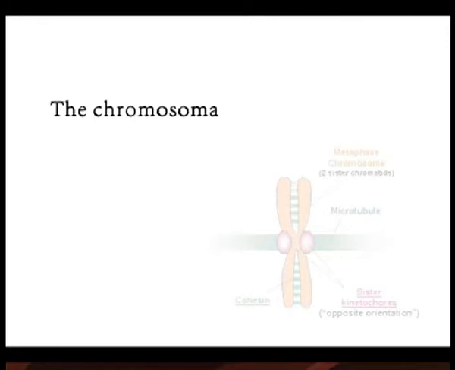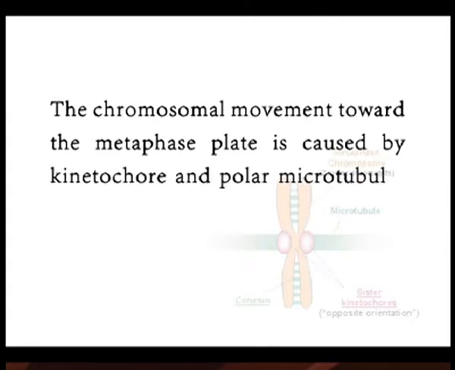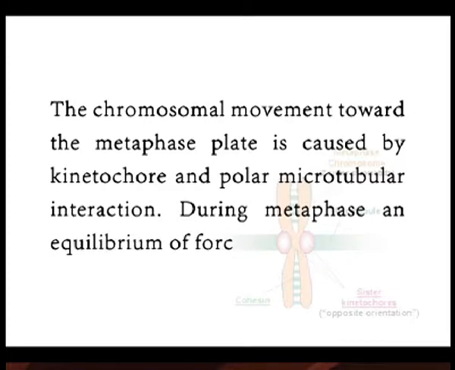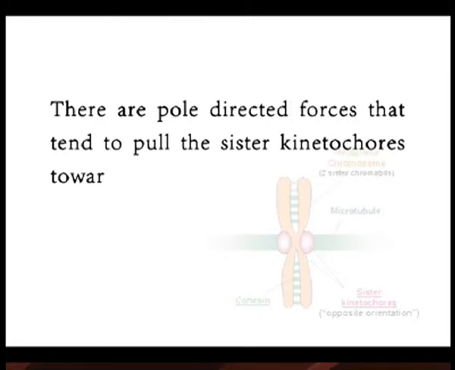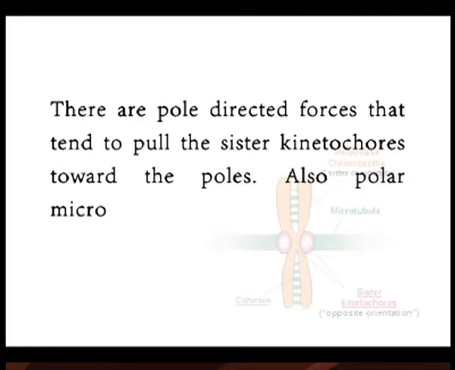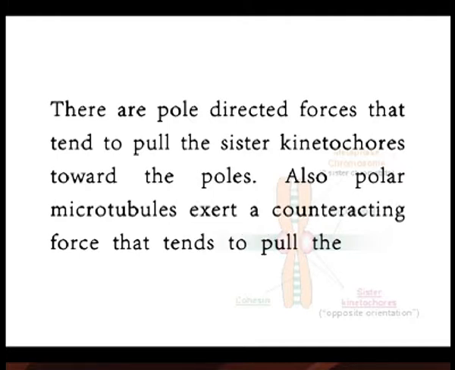The chromosomal movement toward the metaphase plate is caused by kinetochore and polar microtubular interaction. During metaphase, an equilibrium of forces is established. There are pole-directed forces that tend to pull the sister kinetochores toward the poles. Also, polar microtubules exert a counteracting force that tends to pull the poles inward.